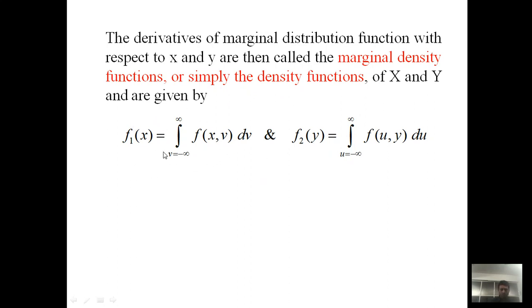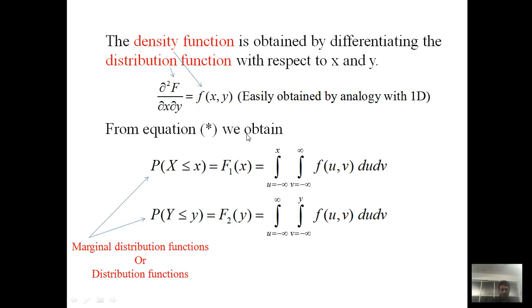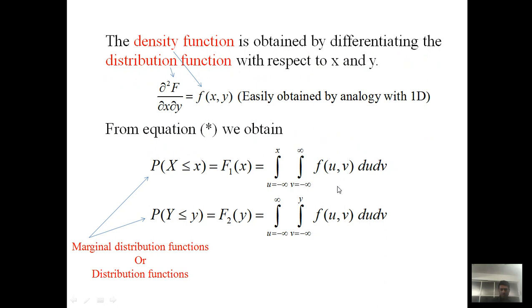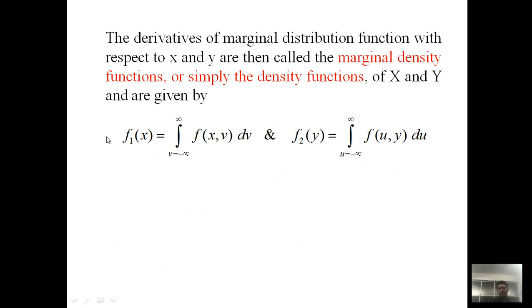First we talk about this equation, the marginal density function of x. These are obtained just by finding the derivative of the marginal distribution function. See this equation, this is the marginal distribution function of x, and to obtain the marginal density function we have to find the derivative of this equation with respect to x, and it is represented by f1(x), where f1(x) is known simply as the density function of x.